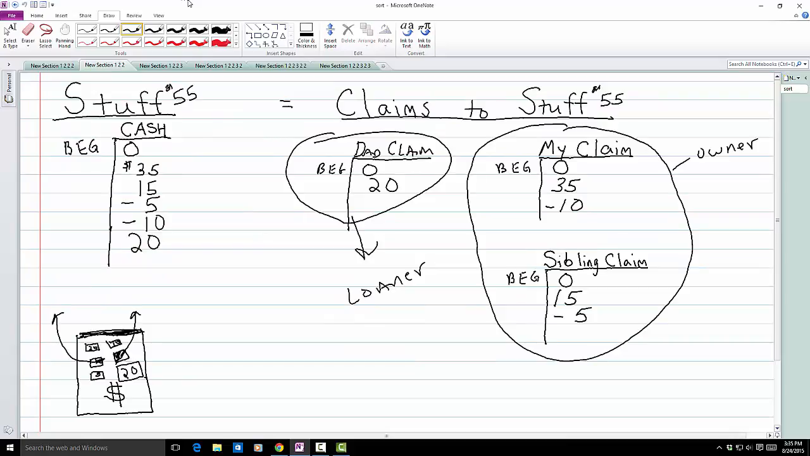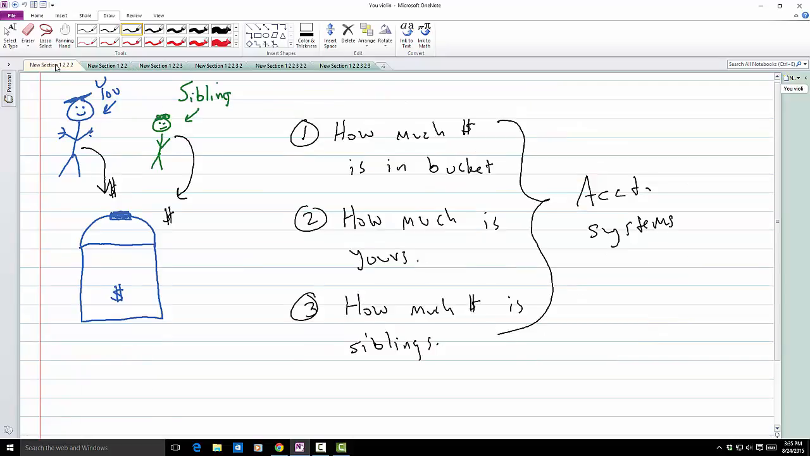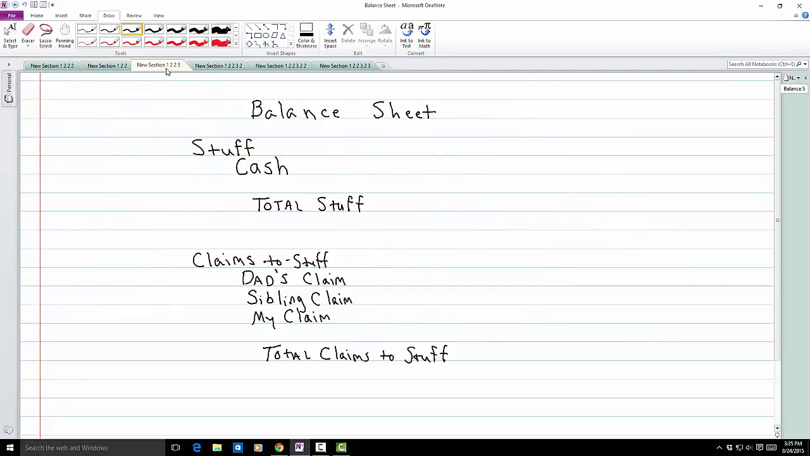In the second video, we talked about a simple accounting system that had stuff on one side and claims to stuff on the other. And we talked about how every time we put money into the bucket or take money out of it, we make two entries, and that keeps our little accounting system in balance at all times. So now we're going to talk about a report that summarizes the three questions that we talked about in video number one. That report is called the balance sheet. And every business has a balance sheet. The whole idea behind the balance sheet is to help us keep track of what stuff we have and who has a claim to that stuff.